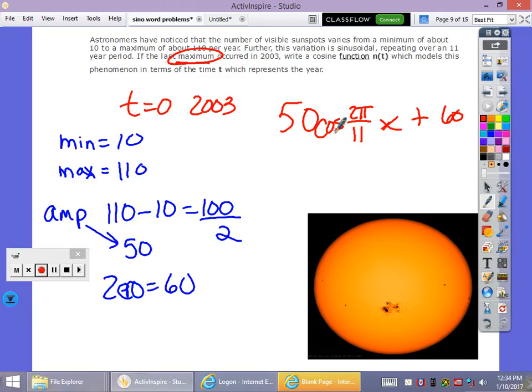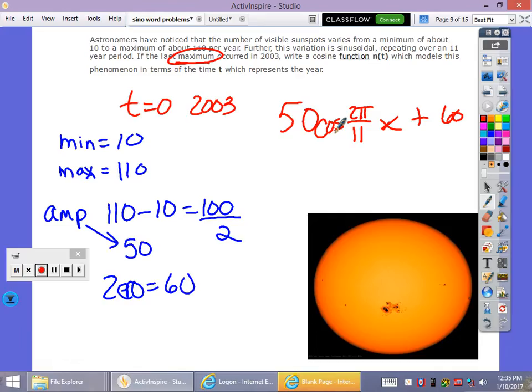Oh, it says write a cosine, so I should have put cosine on the paper. All right, thanks for calling me out. All right, are we good? That was an easier one, yeah? Because I went ahead and said let 2003 be the start. So as long as it's the start, that's time 0.